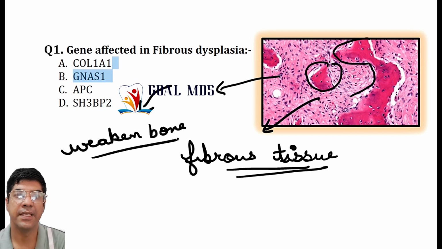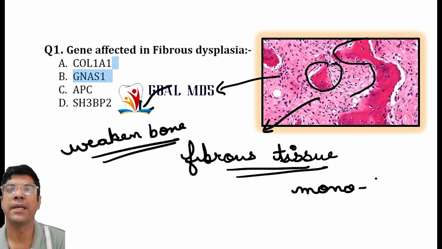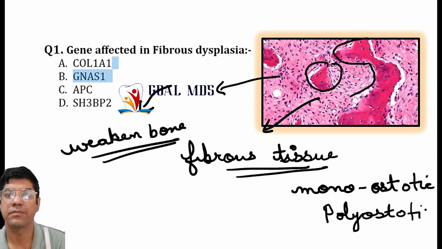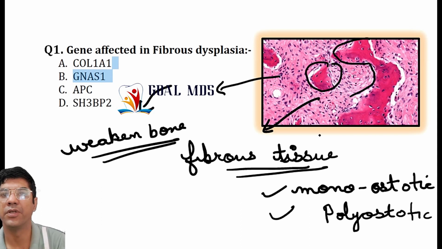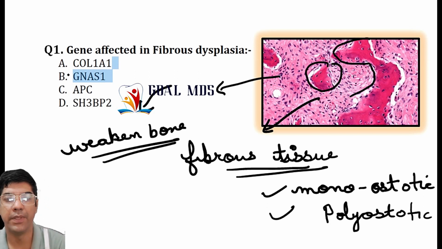This condition can weaken the bone, which could lead to pain, fractures and deformities. There are different forms of fibrous dysplasia. The two types, remember, are monostotic and polyostotic. Monostotic means a single bone is involved. Polyostotic is when it affects multiple bones.